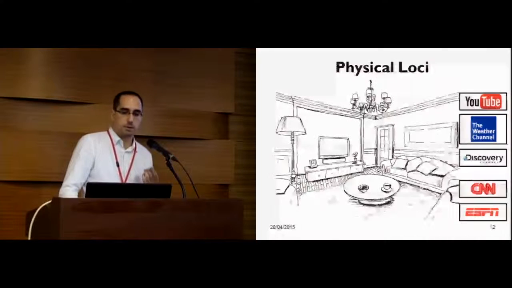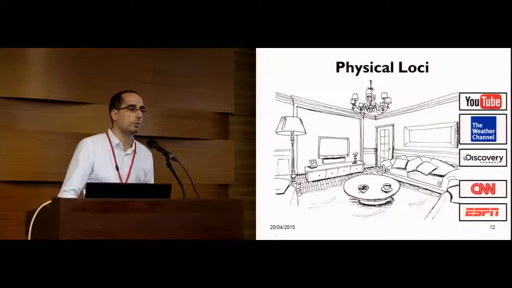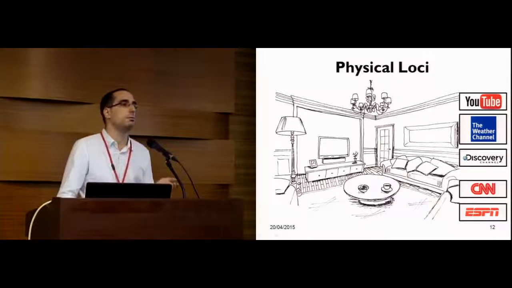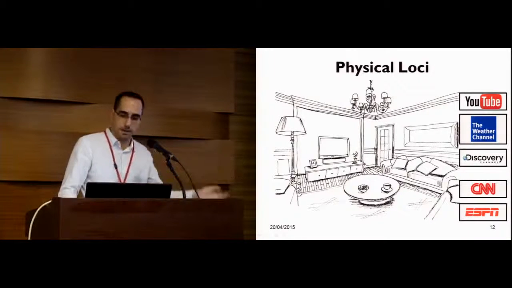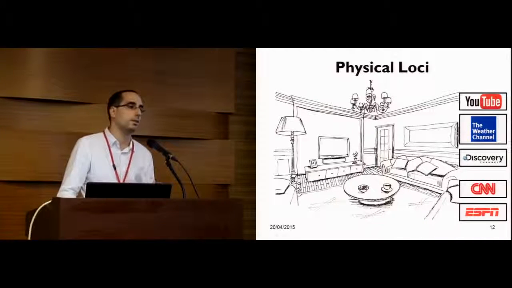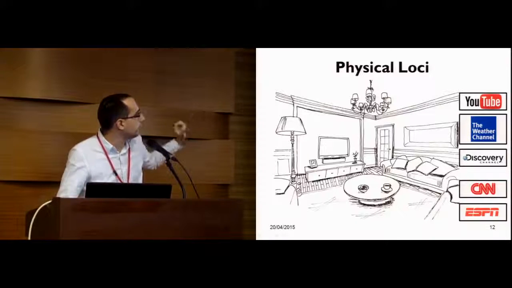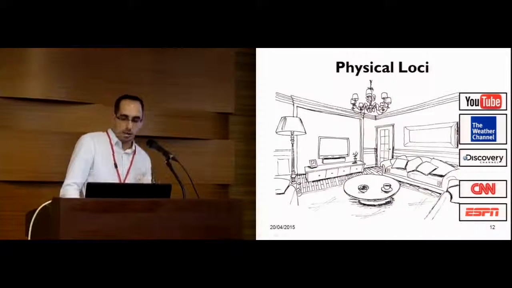Also, in Physical Loci, the user does not need to create a mental path or a mental representation of a familiar place. Actually, the user simply needs to use the room that is around them, like this room, and locate objects, and create associations between physical objects in the room and commands of a system. If we consider the following 5 commands, we can see YouTube, Weather Channel, Discovery Channel, CNN, and ESPN. We can create a simple mapping.